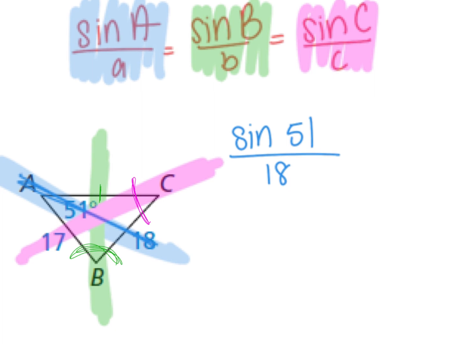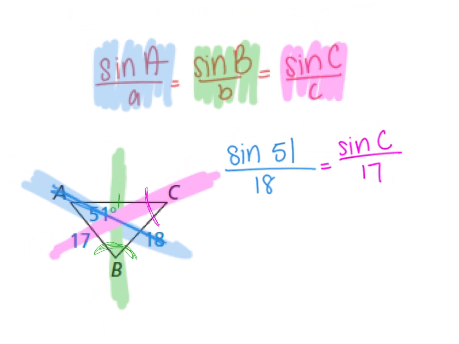So I'm going to set it equal to sine C, because that's what I'm trying to solve, over side C, which is 17. Why are you doing it over? I want my variable on the top. That's why I put sine C over C, because you're trying to find C. Yes, so think of it as how we did proportions. We cross multiplied and divided.